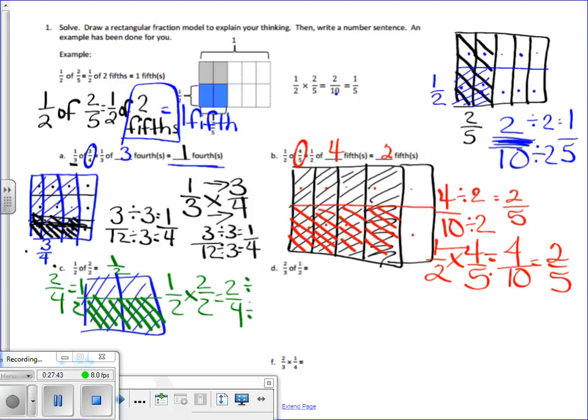Jacob, no, you did not simplify by 2. 2 divided by 2 is 1. 4 divided by 2 is 2. Jacob, what is wrong with you?